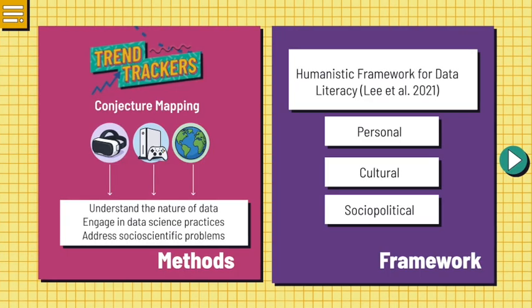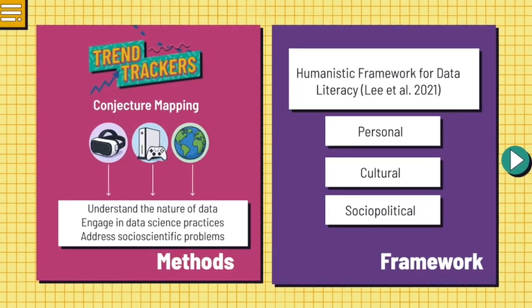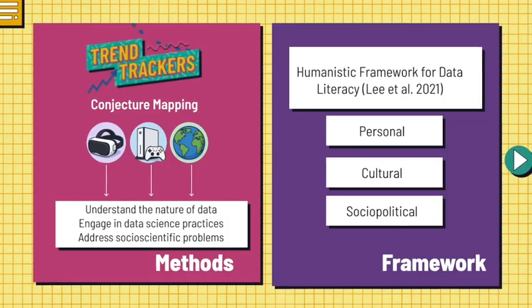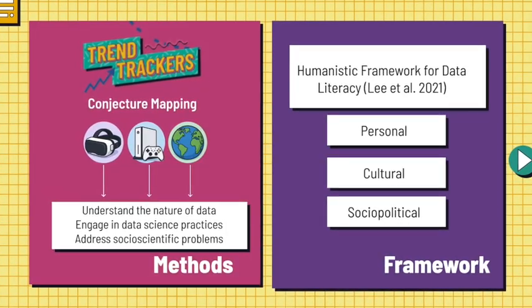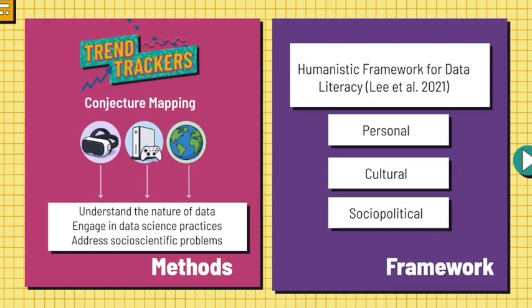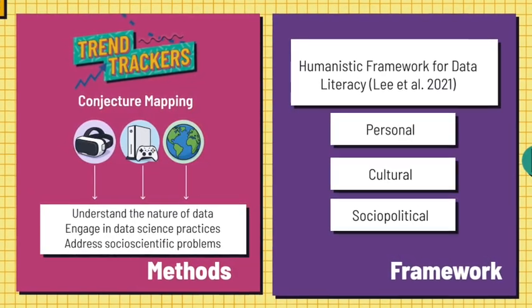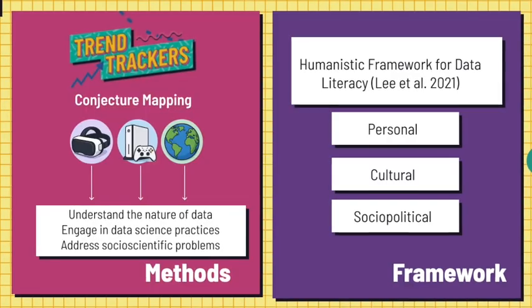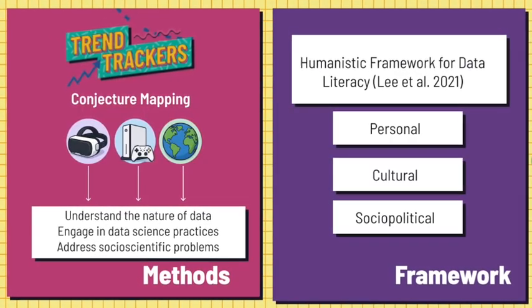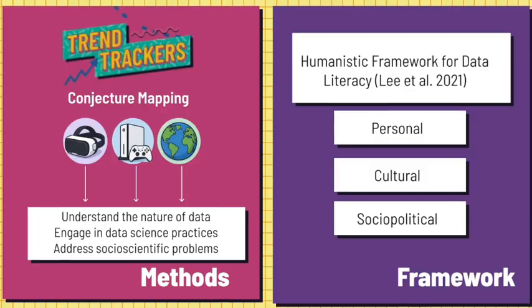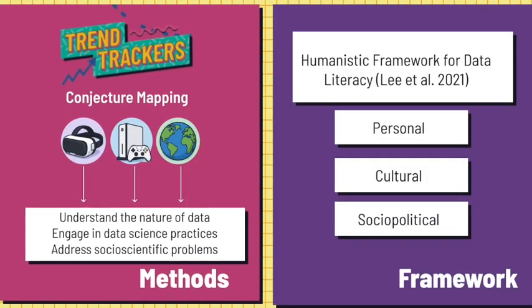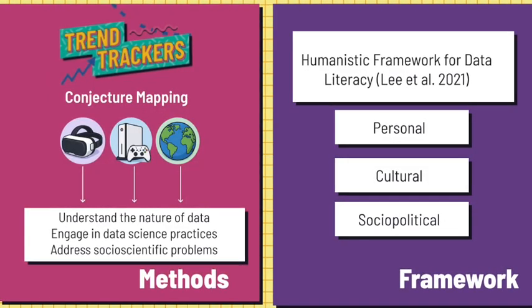In this design case, we investigated 3 conjectures grounded in a humanistic framework for data literacy, which suggests that to prepare K-12 students to work with data, they need to consider human dimensions of data, such as understanding how data are shaped by personal experiences, cultural or disciplinary practices, and socio-political purposes.